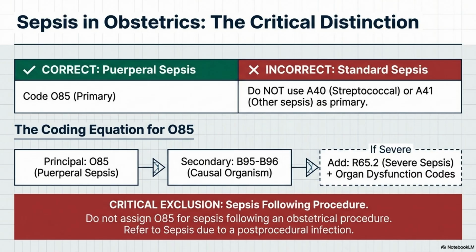The coding structure looks like this: principal, O85. Secondary, B95-B96 to identify the organism. And if severe sepsis is present, add R65.2 plus any organ dysfunction codes. One important note: do not use O85 for sepsis following an obstetrical procedure. In those cases, follow the guidelines for post-procedural sepsis.